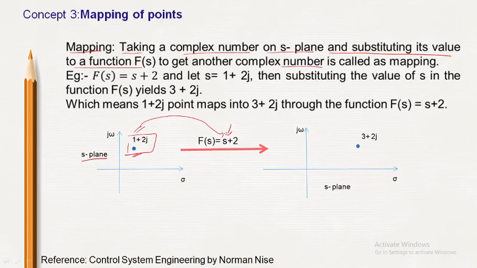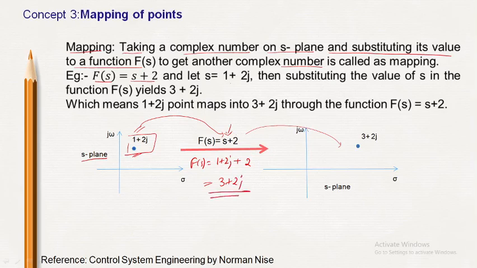And if I plot the complex number that I am getting here again in the S plane, then this will be called mapping. Suppose, for example, I have a function of S given as S plus 2, and I have taken the complex number 1 plus 2j. If I substitute S as 1 plus 2j, and this is plus 2, my F(s) will become 3 plus 2j.